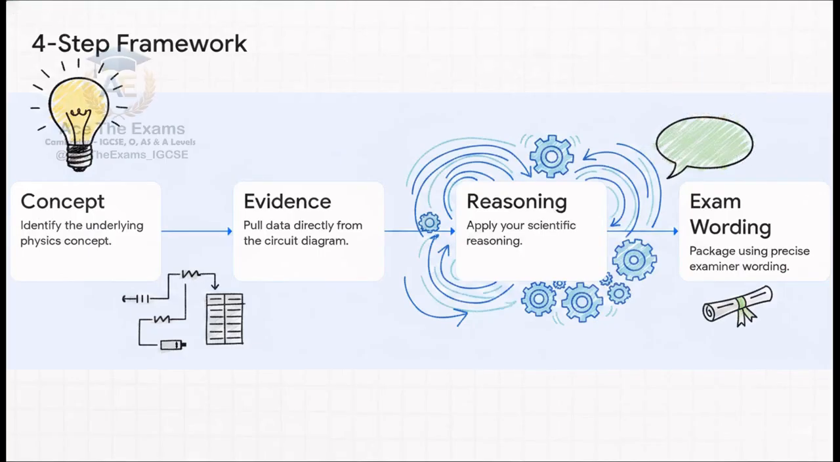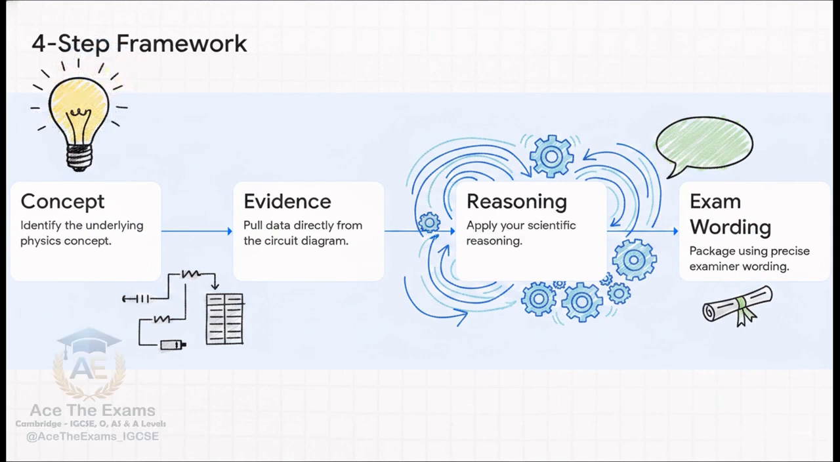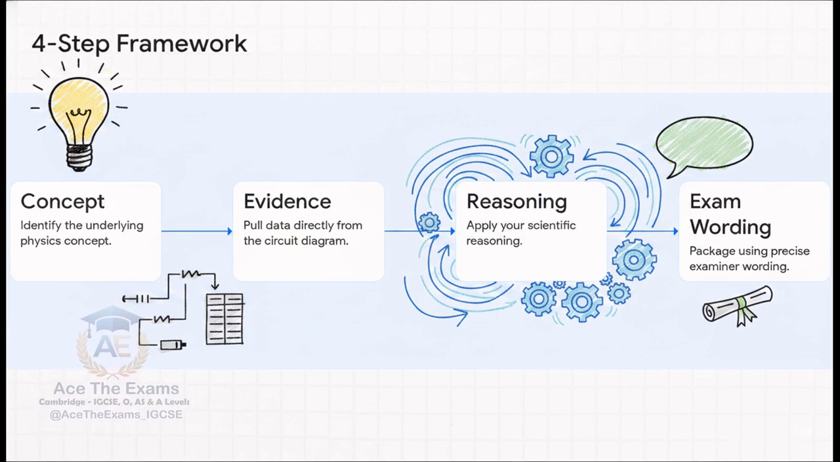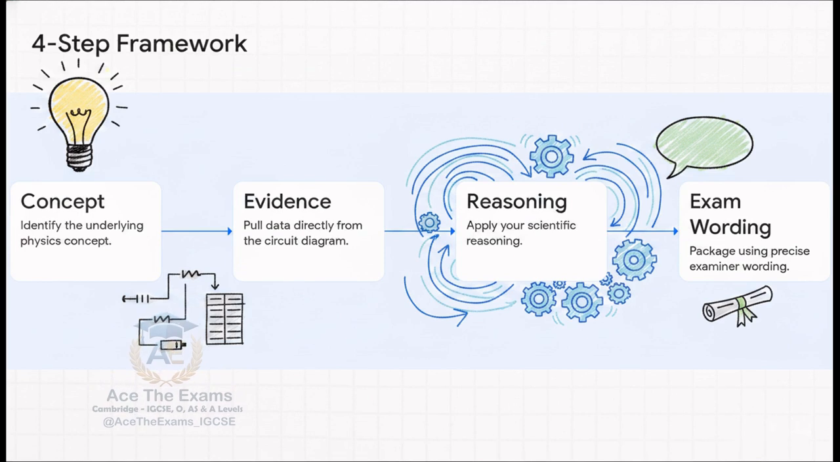To absolutely guarantee you hit those marks, you need a bulletproof system. Check out this 4-step framework we've designed specifically to nail those Cambridge command words. Step 1. Identify the underlying concept. Step 2. Grab your evidence or data directly from the circuit diagram or the table. Step 3. Apply your scientific reasoning. And finally, Step 4. Package the whole shebang using precise examiner wording. You master this loop, you master the exam.